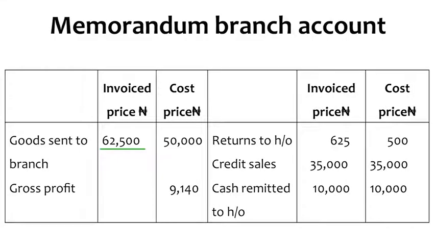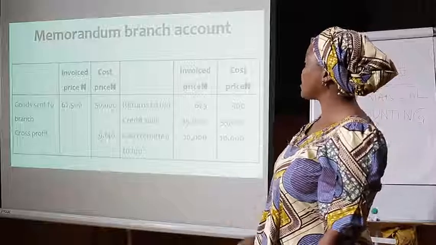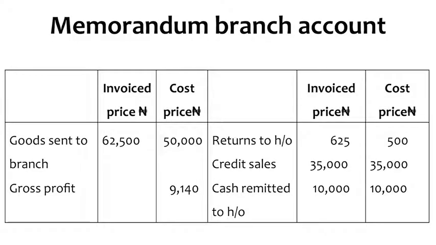The amounts to be entered under the invoice price are the calculations that you have made using the markup. The calculation we made earlier, 25 over 100 times goods sent, gave 62,500. It will be under your invoice price. Then the cost price is 50,000 naira, which will be brought under cost price on your debit side. When we come to the credit side of the account, returns to head office was calculated using our markup, and we have 625 naira. The cost price is 500 naira.